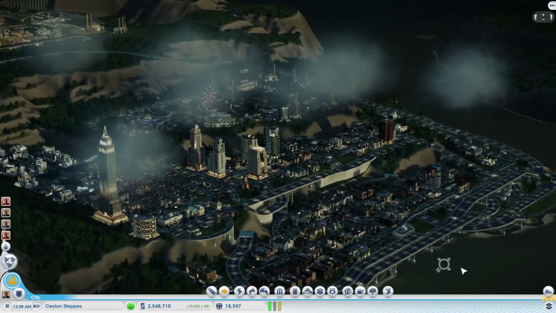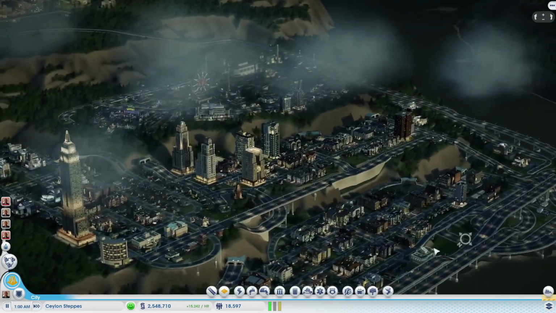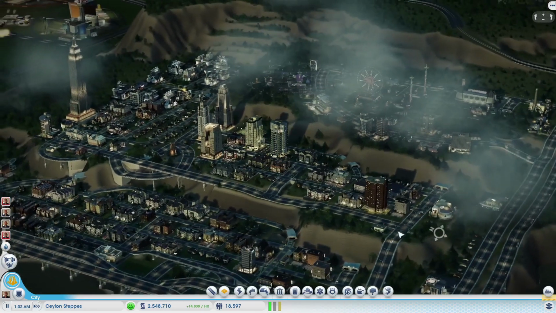Our city looks pretty cool at night with all the lights on. This is nice. I am really enjoying this city. We're looking at the city at night.